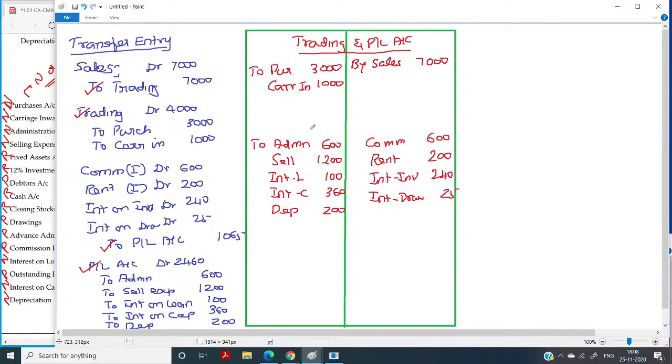First, the trading account part is closed. The balance you get in the trading account is named gross profit or gross loss. Predominantly, we have the gross profit only. I will write the value as gross profit here. Is it okay?